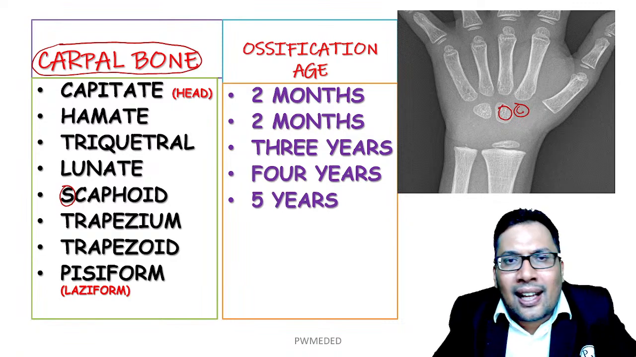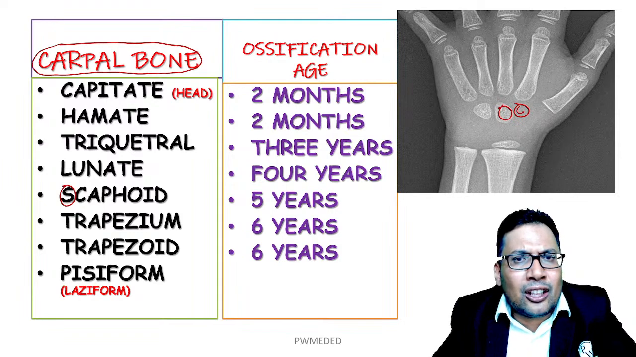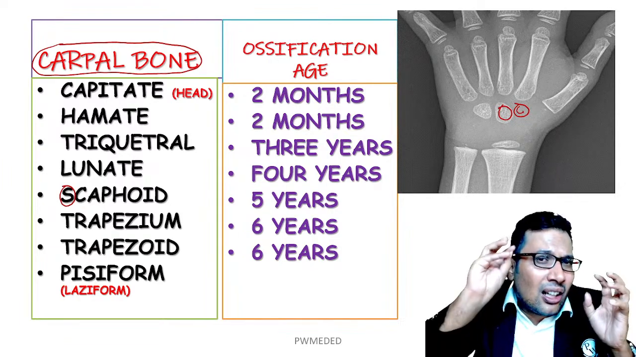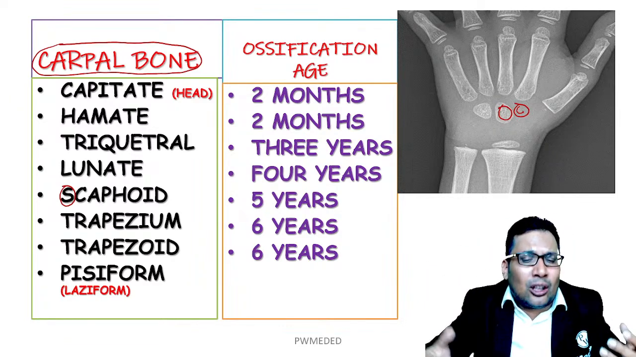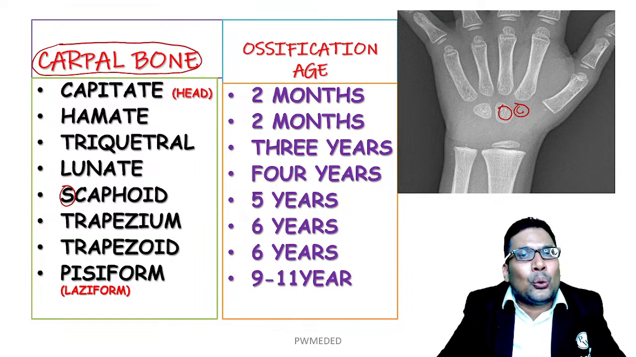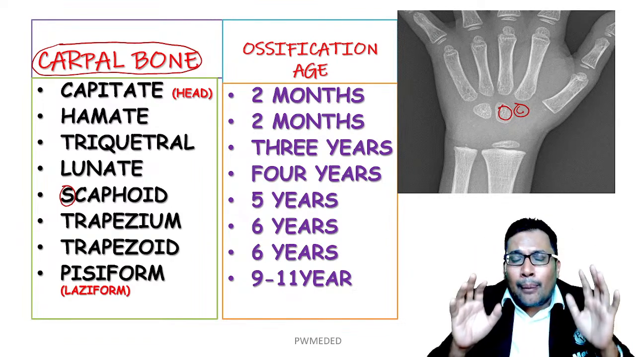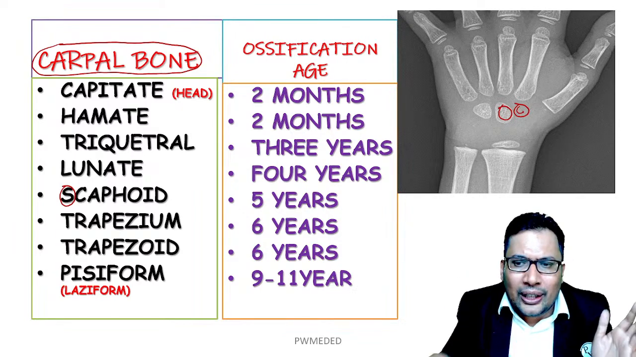Trapezium, trapezoid, they are like brothers. They appear at 6 years. Pisiform is a very small bone. That is the last bone to appear in the wrist. That appears at the age of 9 to 11 years. So this is over. Remember, carpal bones never fuse, so they only appear.